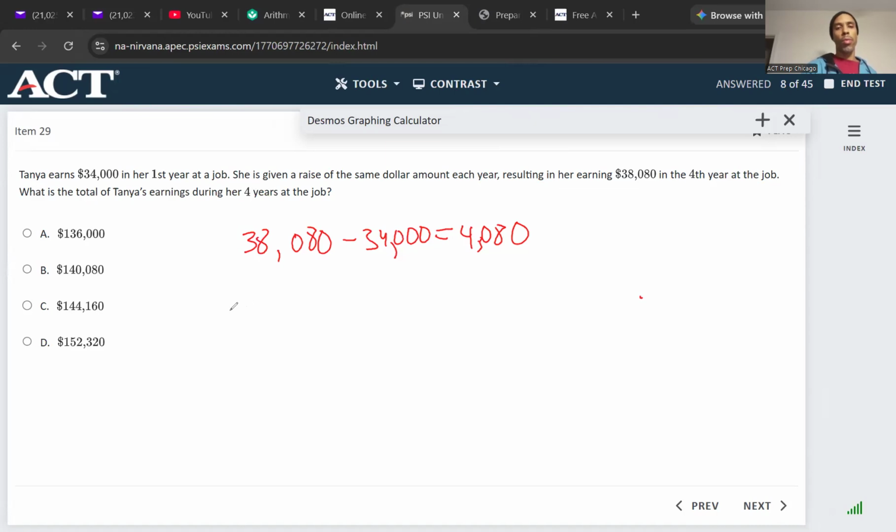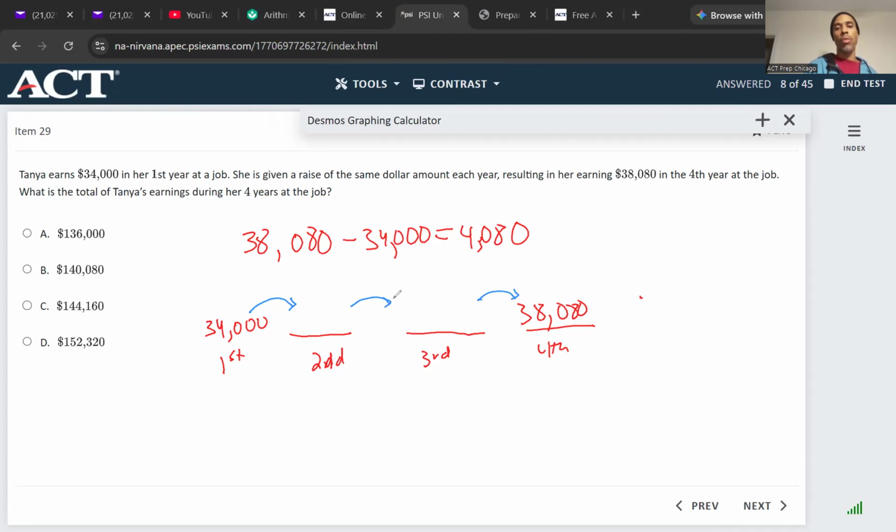So the first year was 34,000. That's year one. Then you had second year, whatever that was. Then you had third year, whatever that is. And then you got fourth year. And the fourth year was 38,080, right? But that's only three. If you think about it, that's only three increases. So from first to second, that's one increase. From second to third, that's two. And from third to fourth, that's three.